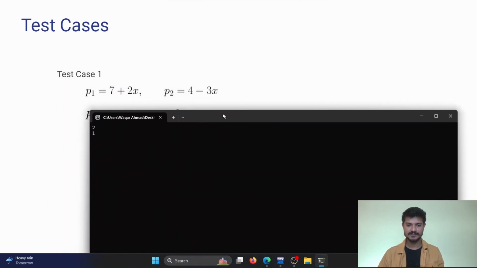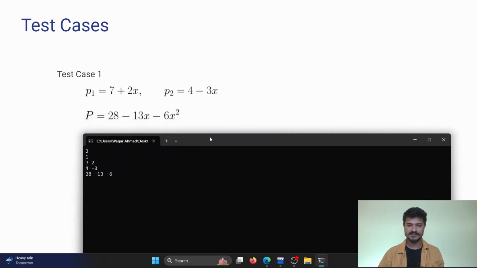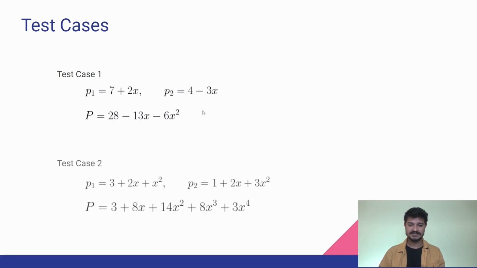Since the degree is 1, for the first polynomial the coefficient form will be 7 and 2. For the second polynomial the coefficient form is 4 and minus 3, right? And here's the result. If you multiply 7 plus 2x and 4 minus 3x, the result you get is 28 minus 13x minus 6x squared. That's exactly what we are getting here: 28, minus 13, minus 6. Let's have a look at test case number 2.